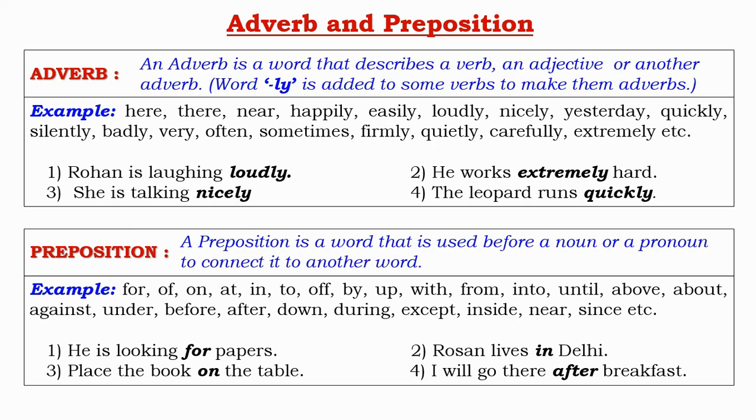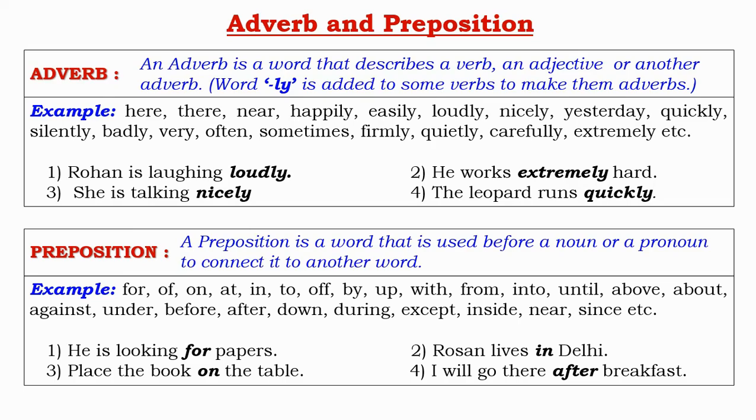An adverb is a word that describes or modifies a verb, or an adjective or an adverb. These are basically words only, but for your easy understanding and remembering, you remember that a word with ly is added to some verbs to make them adverbs. Example: here, there, near, happily, easily, loudly, etc.